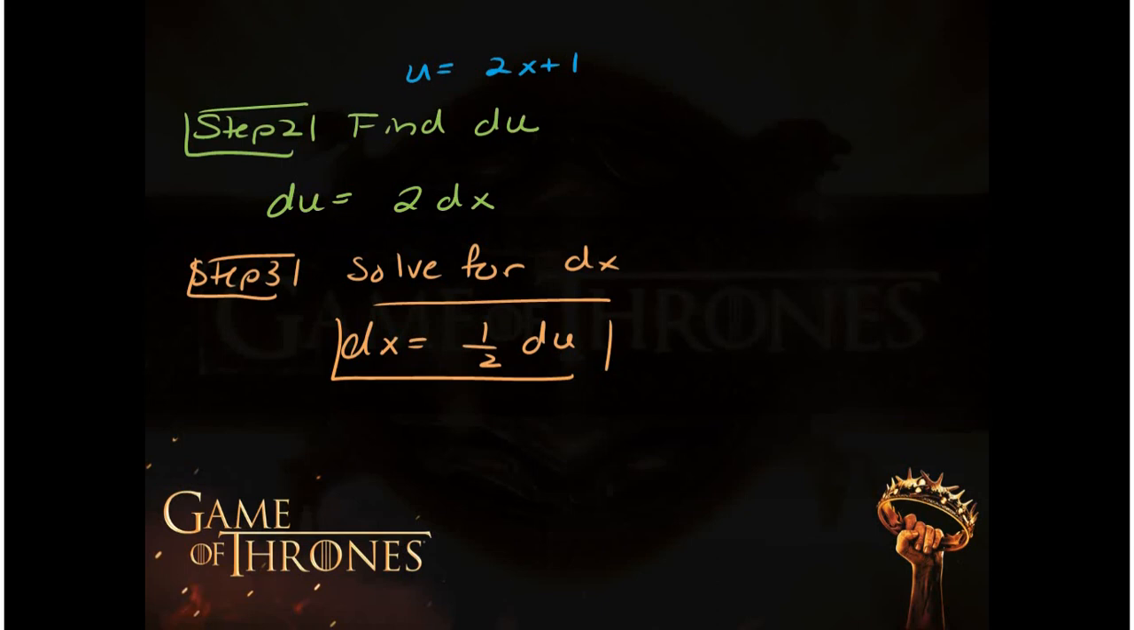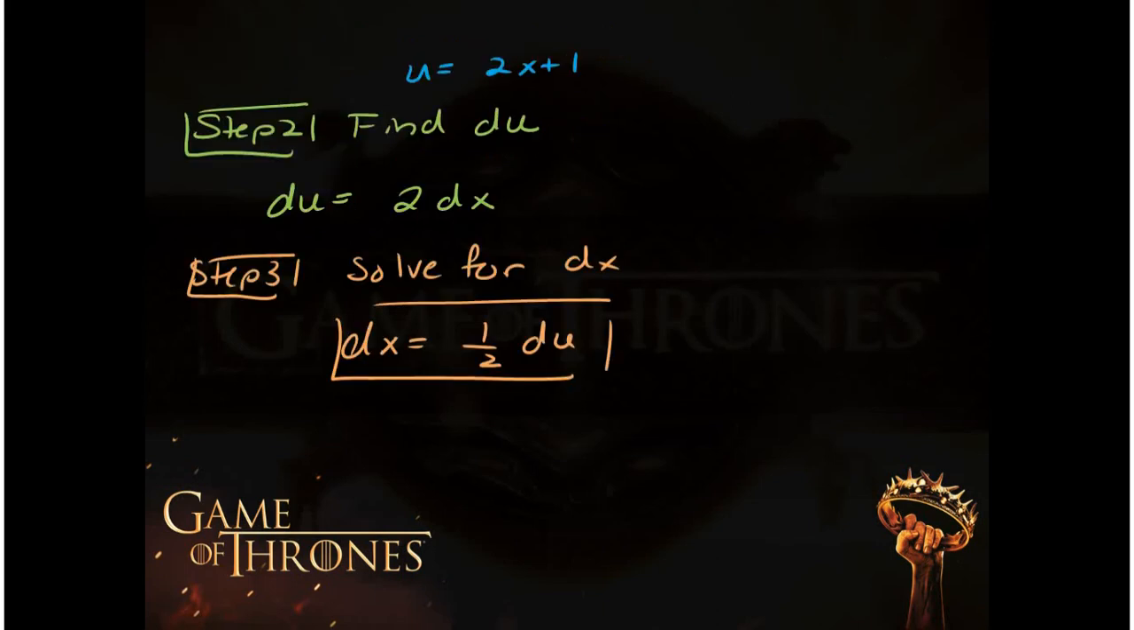Okay, so now we have step 2 and 3. The next step is to do what we call change the limits of integration. What if it was 2x squared? Would it be 4x dx? Yes. Next step is to change the limits of integration.